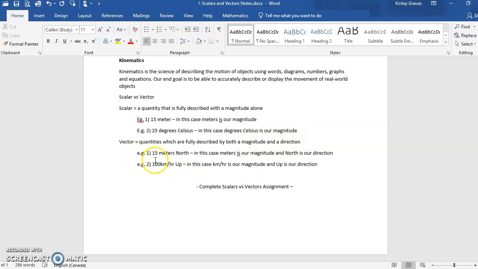So if we're looking at our 15 meters, in scalar, it's just 15 meters. If it's a vector, it would be 15 meters north. So in this case, meters is our magnitude and north is our direction. If you were going 100 kilometers per hour up, in case you are a rocket ship, in this case, kilometers per hour is our magnitude and up is our direction.